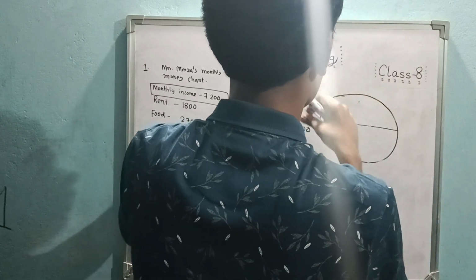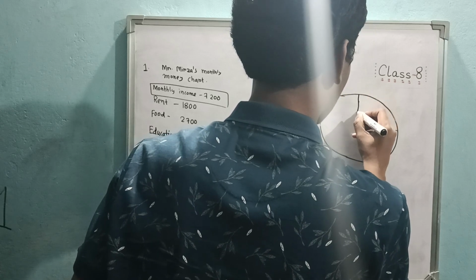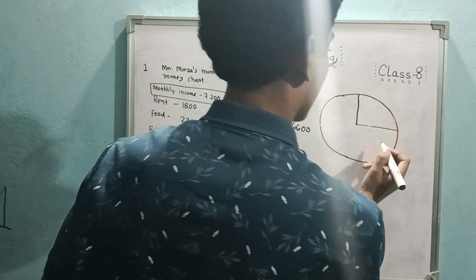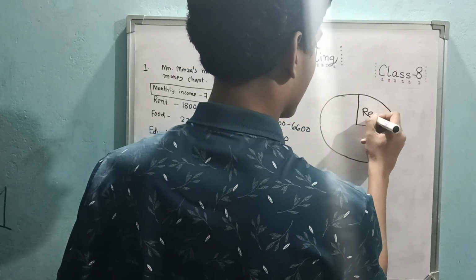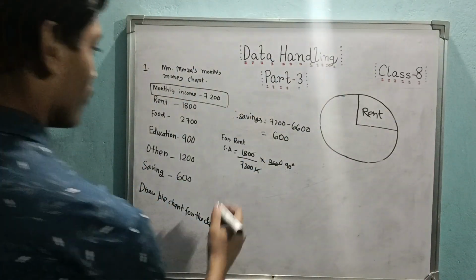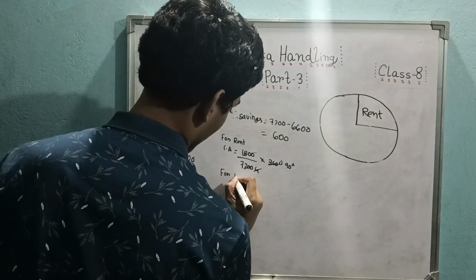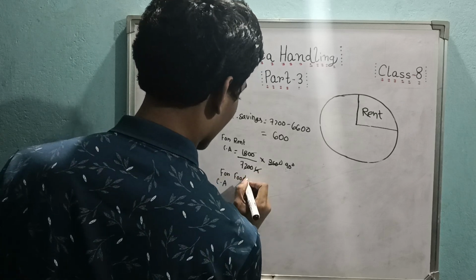Come this side, my protractor. So draw a line here. Know how to draw angles. So that's rent. This part is for rent. Got it. Then comes food. For food, central angle, CA, is what? Not chartered accountant, CA.